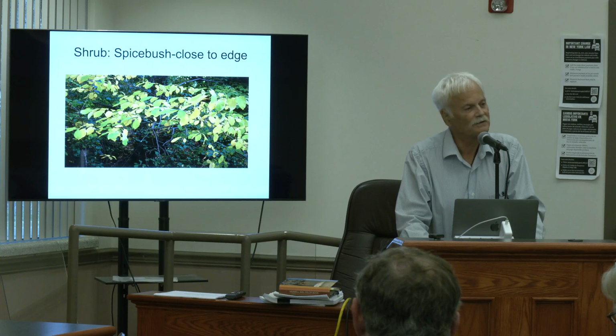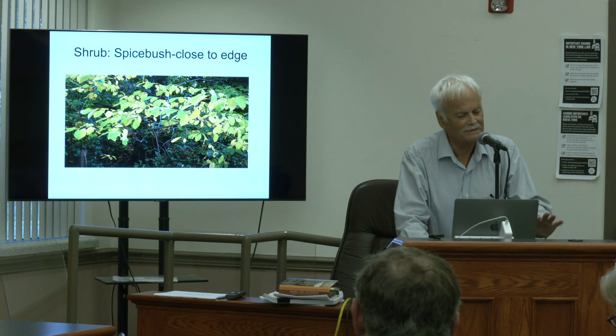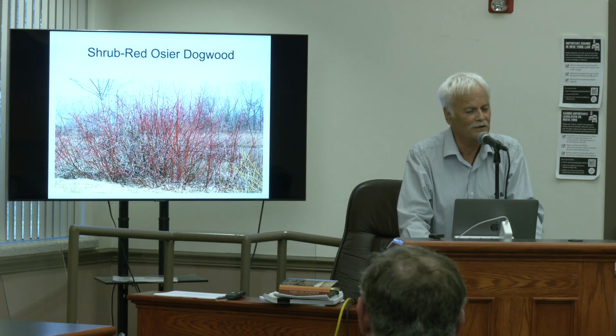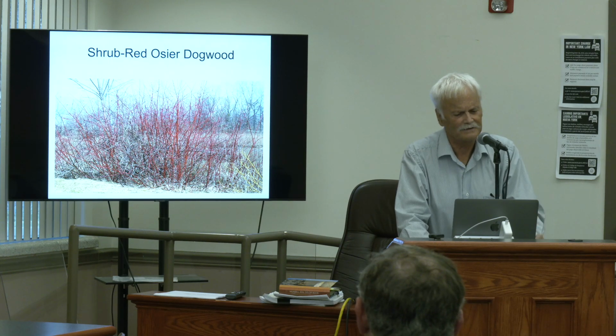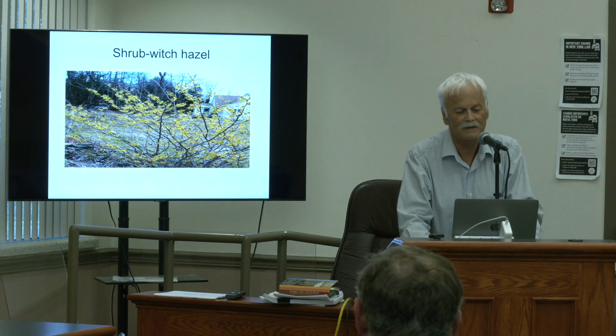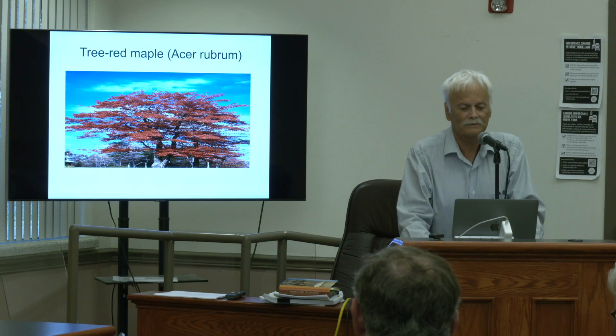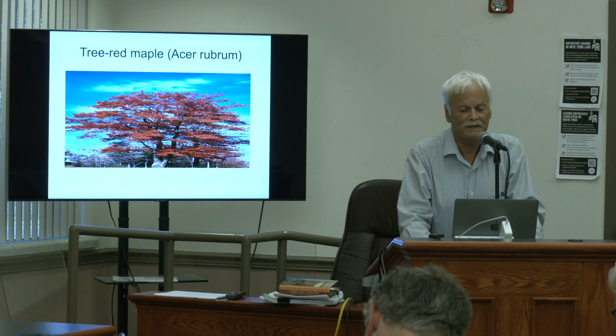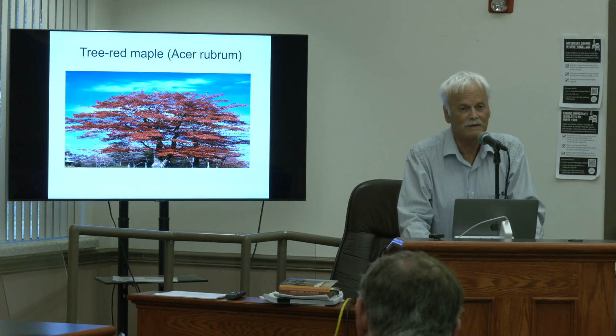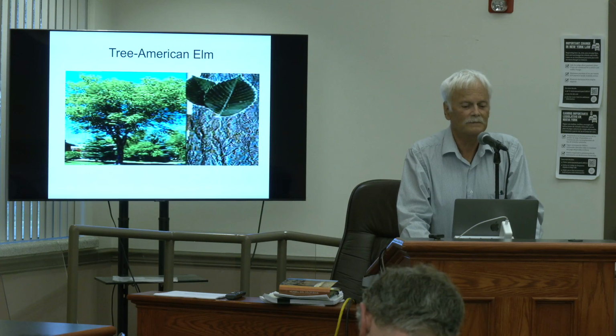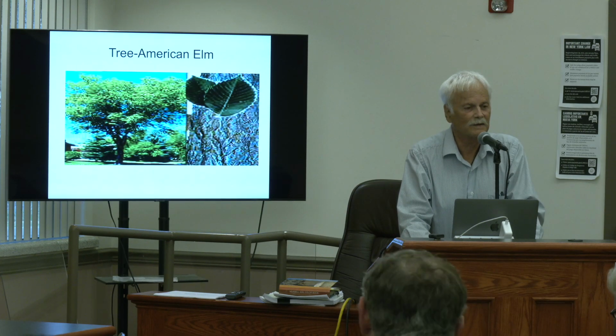Spice bush, this is a shrub that's right on the edge of wetlands. Typically we find them there. This is red osier dogwood, winter shot. I'm sure you've seen these around. These like to grow in ditches and such, and we see them on the edge of wetlands. Witch hazel as well. Red maple is the most ubiquitous tree that we have in our wetlands in the town of Kent. It's called a facultative tree. It grows best in any soils, but it is a wetland indicator. The American elm is also a tree that we see that's a wetland indicator as well.